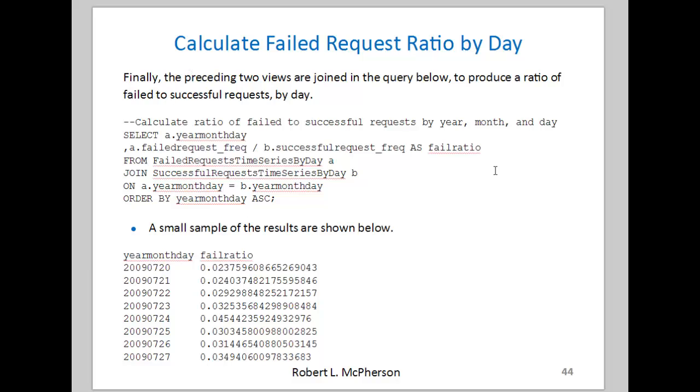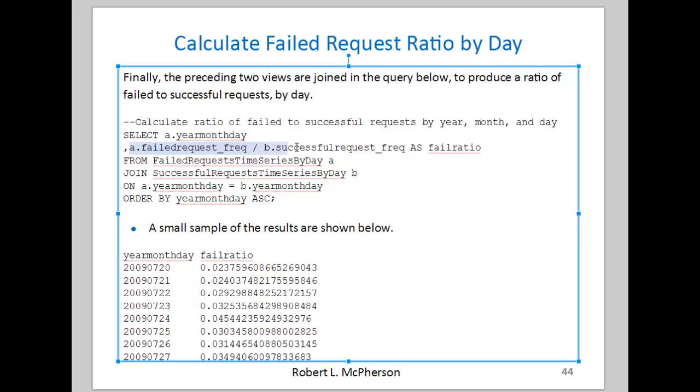Then we calculate the failed request ratio by day. Here we see, as a result of this query, which joins the 2 preceding views together, it creates a ratio, failed requests to successful requests, as a new column called fail ratio. A small sample of the time series is shown below. We've got the year, the month, the day, and then the ratio for each.